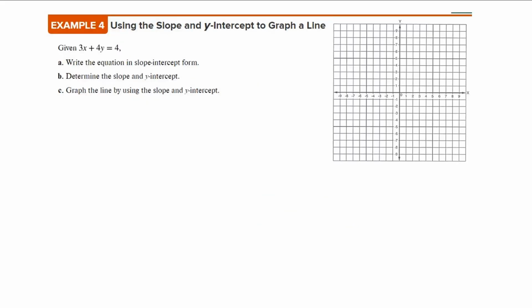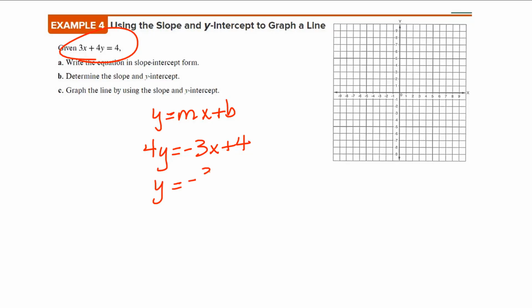Okay. So for example 4, you are using the slope and y-intercept to graph a line, which we already did. You just take that line and you put it into the form y equals mx plus b. And so we have this equation, 3x plus 4y equals 4. If we isolate y, we will have 4y is equal to negative 3x plus 4. And if we divide through by 4, we will get y equals negative 3/4 x plus 1. So this is our slope. This is our y-intercept. So if I just graph my y-intercept, which is 1, I can use the slope to find other points on this line.